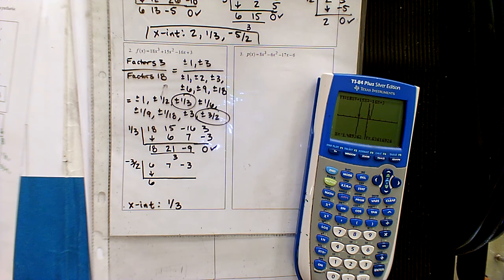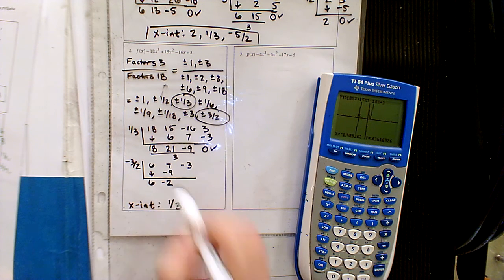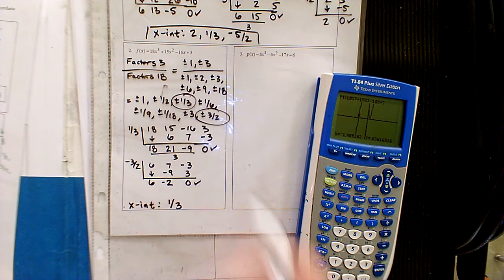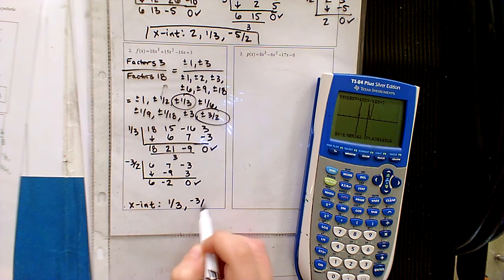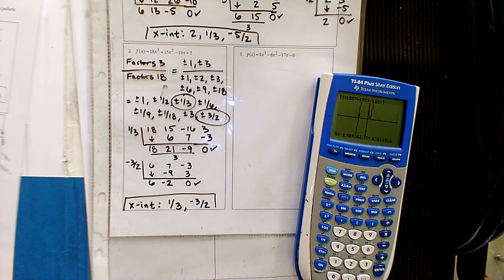-3/2 times 6, -9. -3/2 times -2, 3. Remainder 0. So we confirm -3/2 is our other x-intercept.